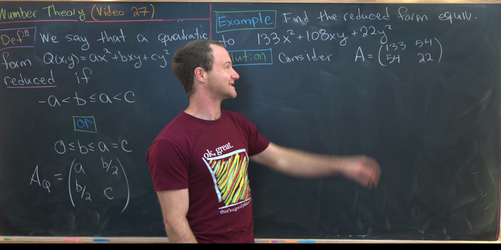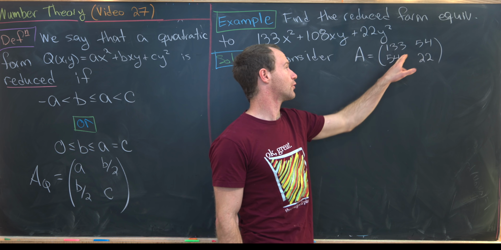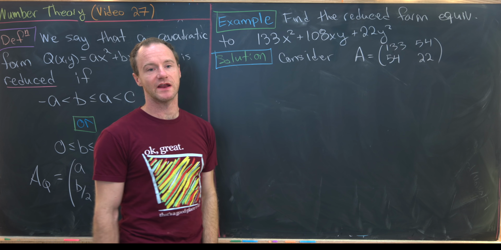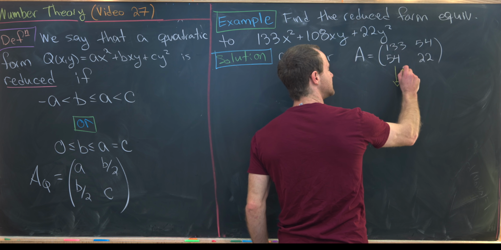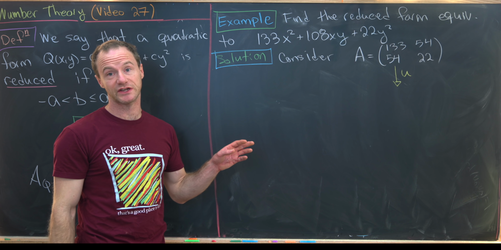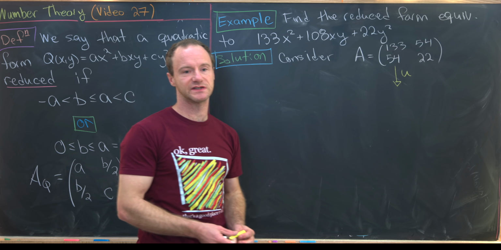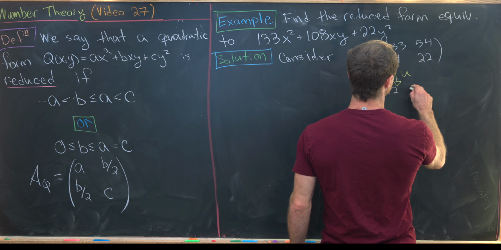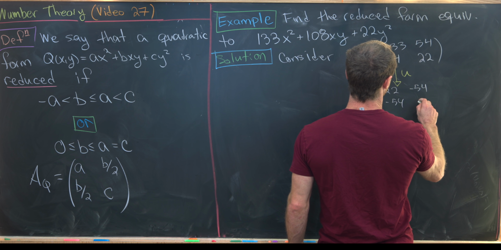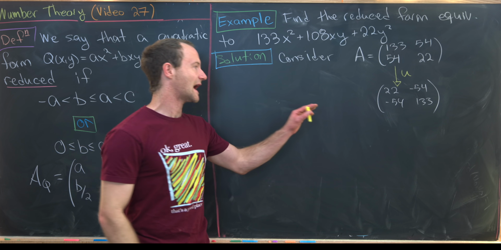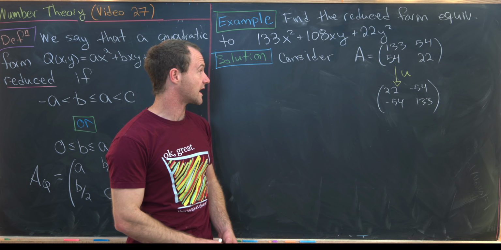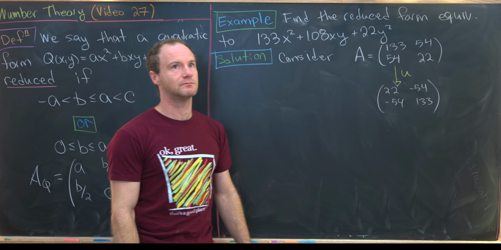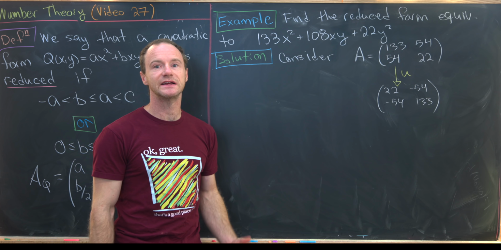So let's define this matrix A, which is 133, 54, 54, 22. Notice that's 108 over 2. Again, we see that this component is larger than this component. So the first thing that we can do is apply U to switch those, because we always want the C component to be larger. So that'll give us 22, minus 54, minus 54, 133. And now our A and C components are in the right order, but our B component is in the incorrect range. Notice our B component now is minus 108, but that is smaller than negative 22 as allowed here.